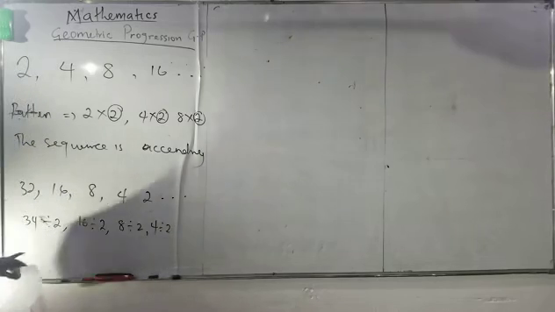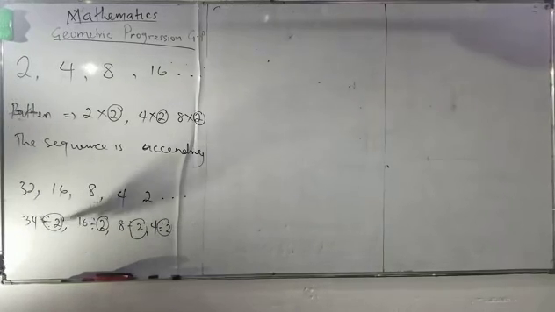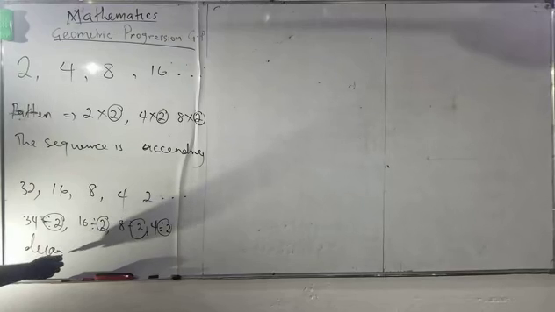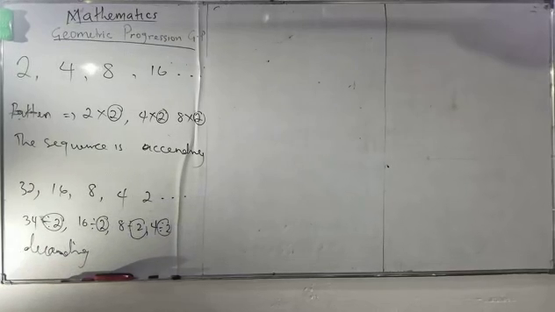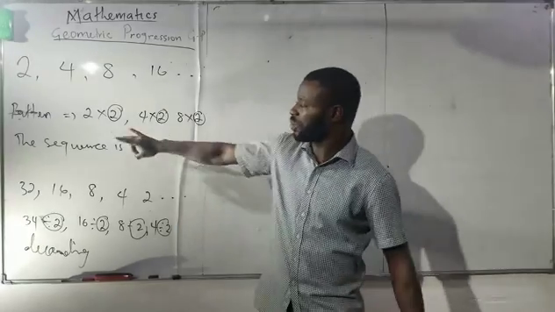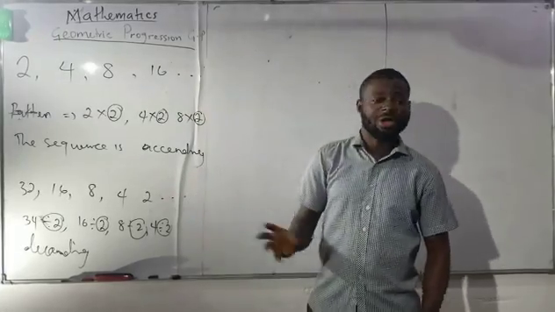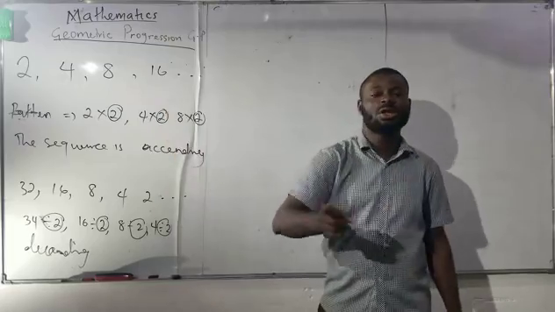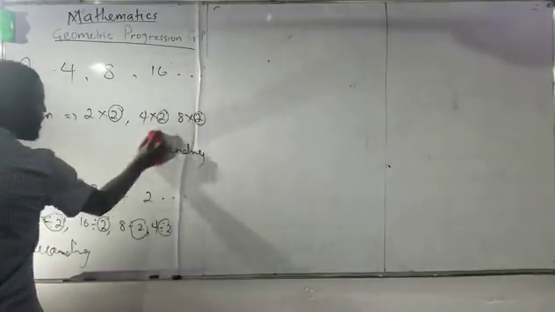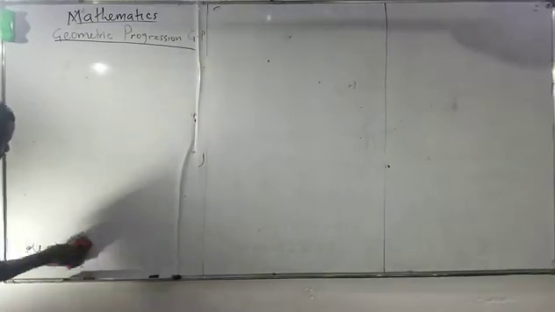At this point we are working on division, and the pattern means the sequence is descending. That is what I mean by ascending and descending. Mind you, all you are working with in this type of sequence is multiplication or division. In geometric progression, there's nothing like addition and subtraction. That is what you just need to know about geometric progression.